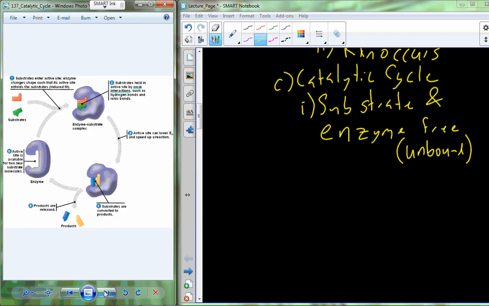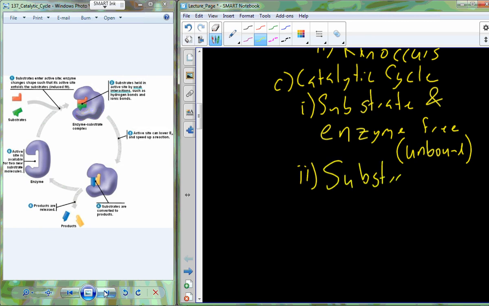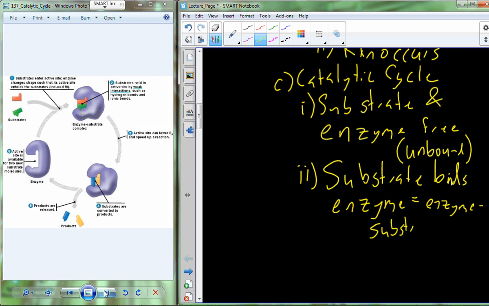Okay, so the catalytic cycle. You have random movement, and you have this interaction that occurs where the substrate lines up just right with the active site of the enzyme, and we form what's called the enzyme-substrate complex. So this occurs in the catalytic cycle when the substrate binds the enzyme. And we call this the enzyme-substrate complex.